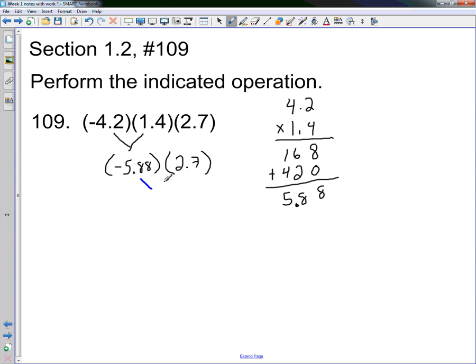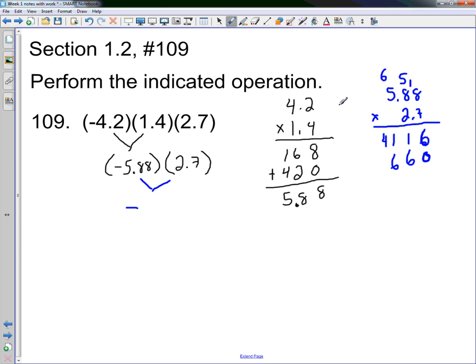Then we're going to go ahead and now multiply these. Again, a negative times a positive is a negative. And we're going to take 5.88 times 2.7. So I have 7 times 8 is 56. Bring our 5 up. And we have another 56, so plus 5 gives me a 61. 7 times 5 is 35, plus 6 is 41. We have a placeholder. And 2 times 8 is 16. Carry the 1. 2 times 8 is 16.